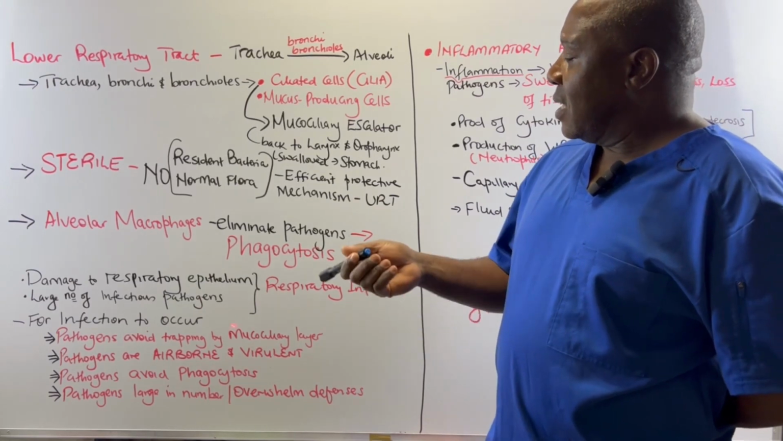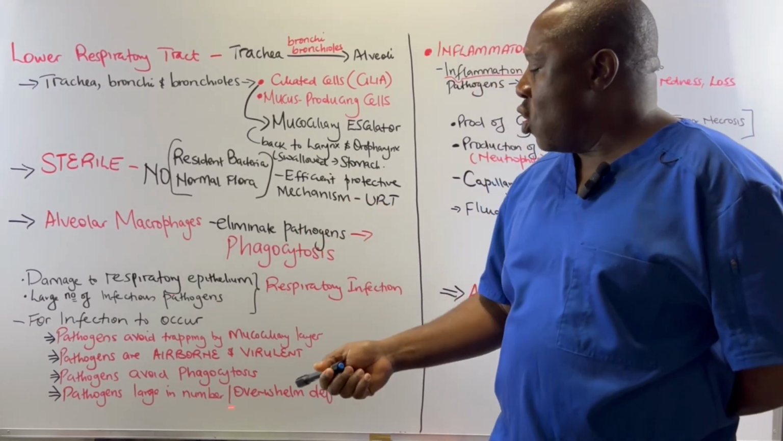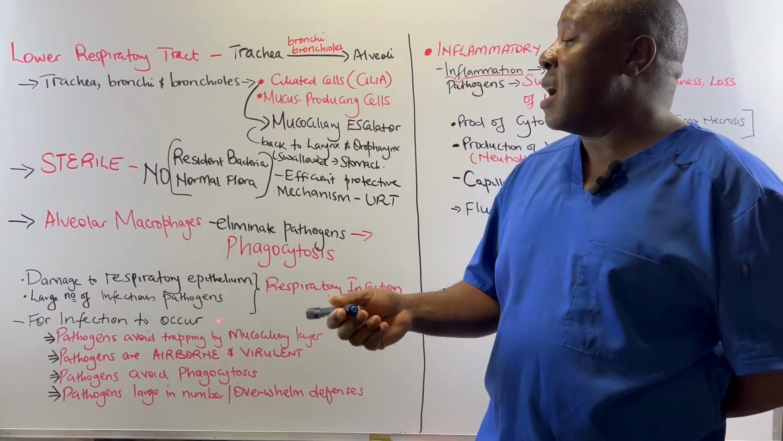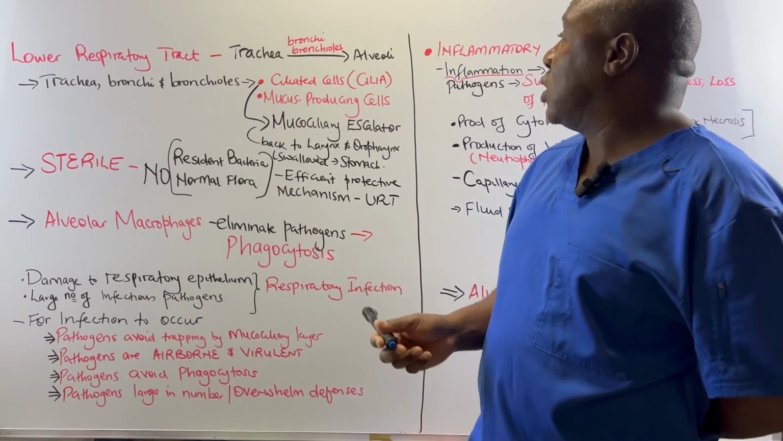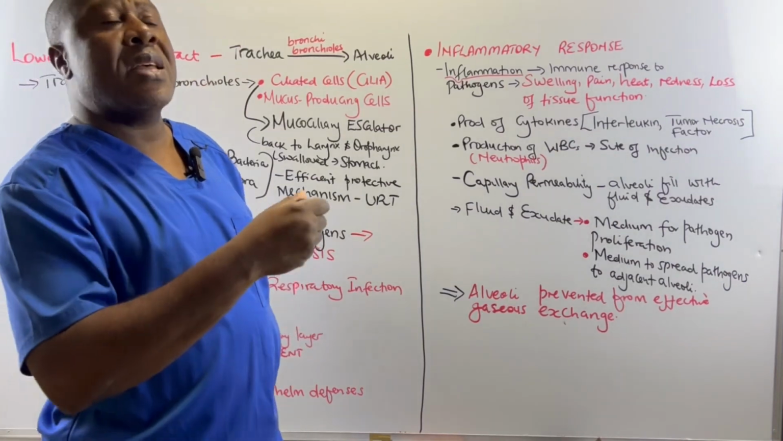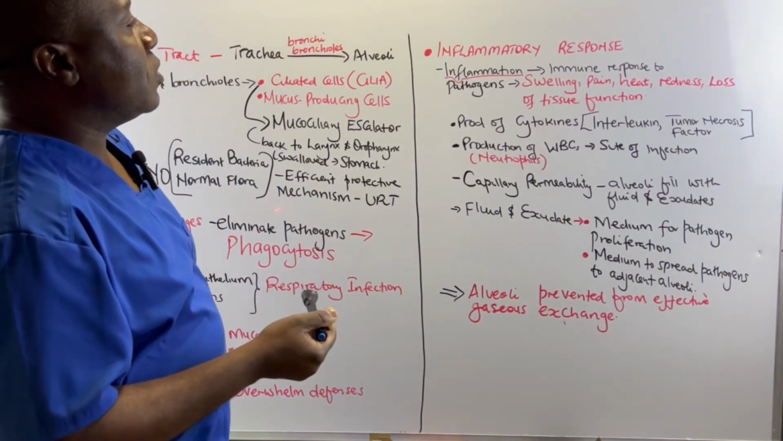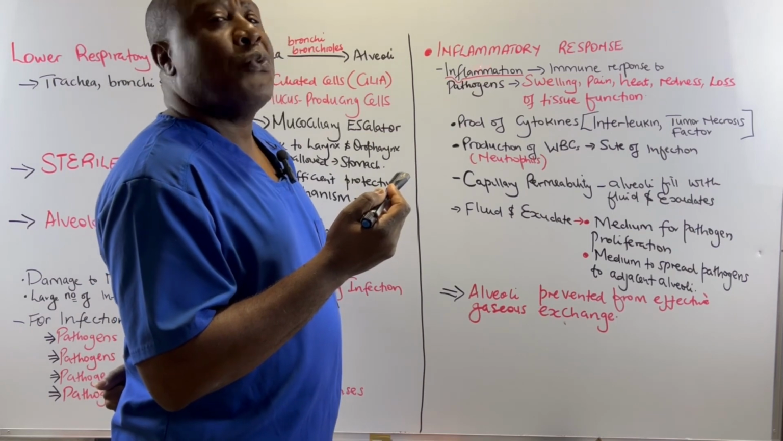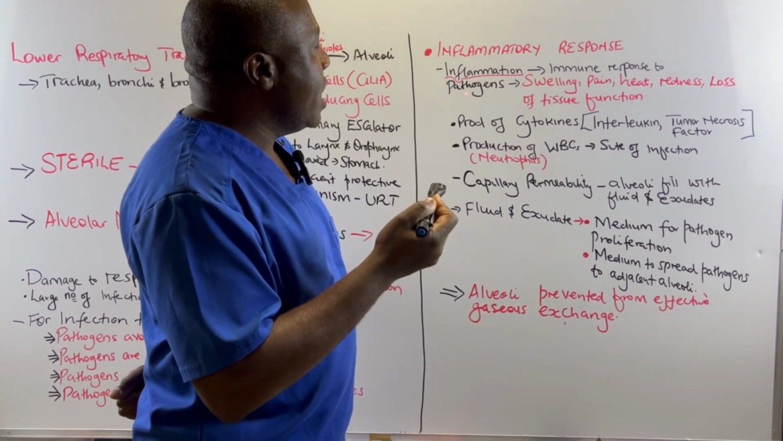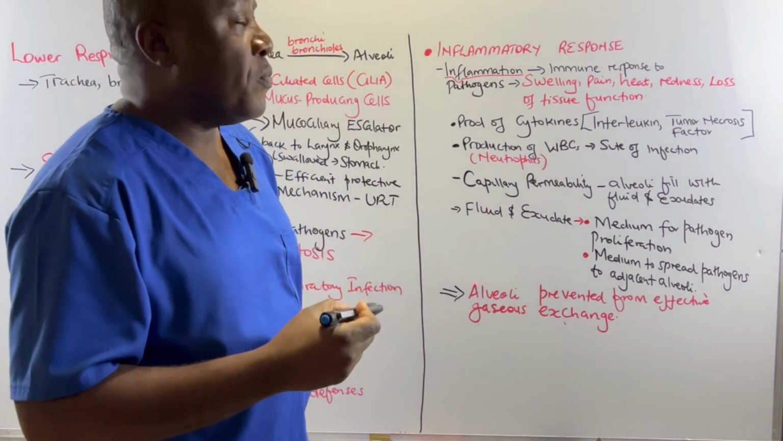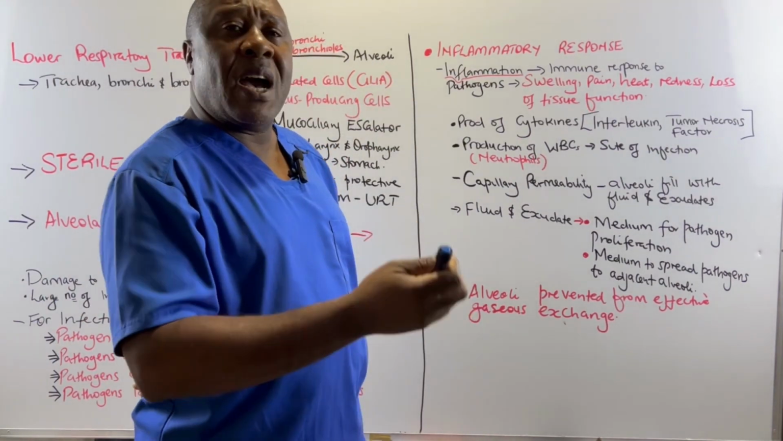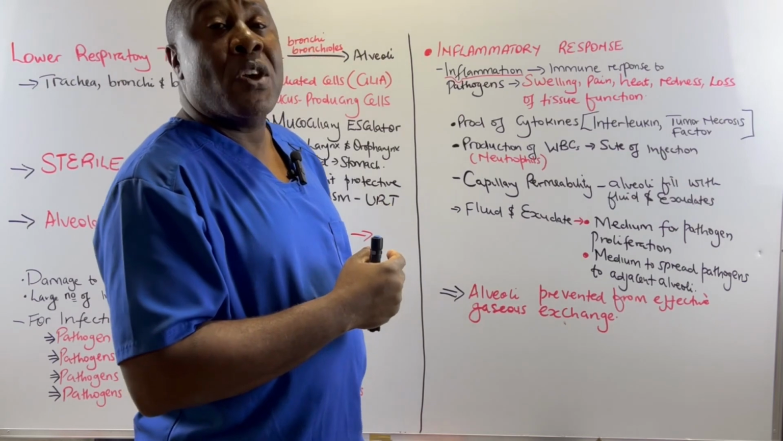So let us say that the pathogens have been able to avoid all these defense mechanisms and they have landed in the alveoli. They have also been able to avoid phagocytosis. So what happens? When pathogens end up in the alveoli and have avoided all these mechanisms, we have what we refer to as an inflammatory response. This is a response that involves inflammation. And inflammation is just an immune response to the pathogens which have entered the respiratory tract.